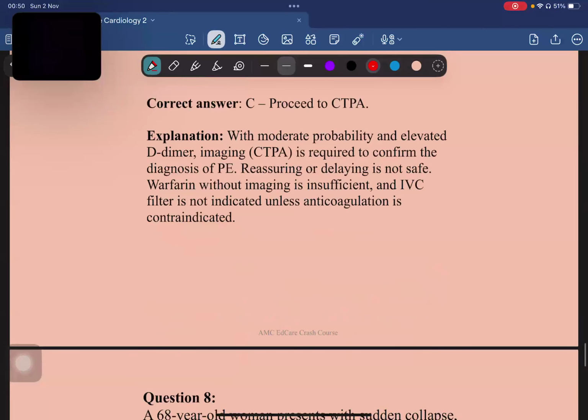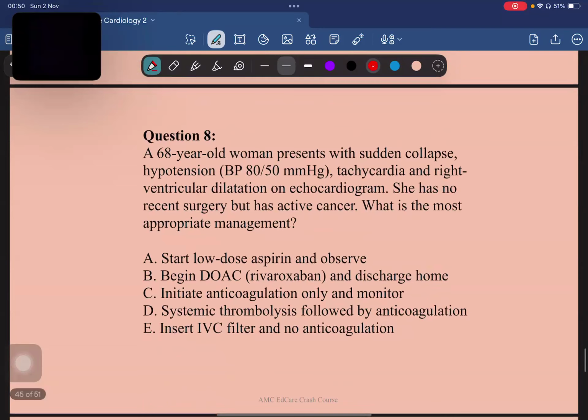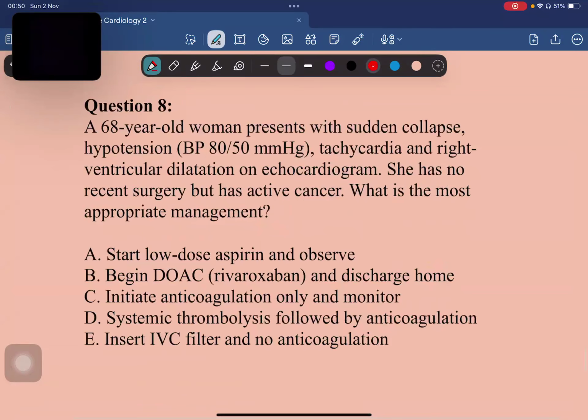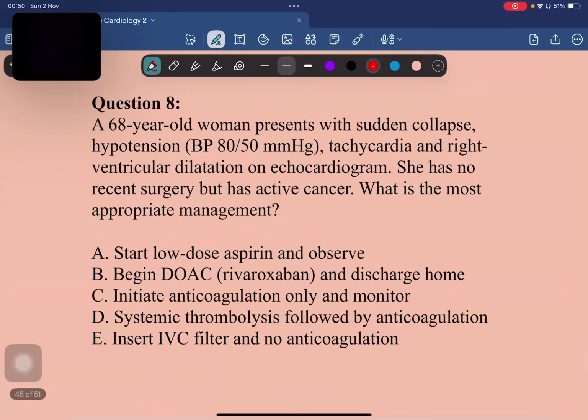Yeah, let's just discuss this question as well. That should be the last question for today. A 68-year-old woman presents with sudden collapse, hypotension, BP is 80/50, tachycardia, and right ventricular dilatation on echocardiogram. She has no recent surgery but has active cancer. What is the most appropriate management?